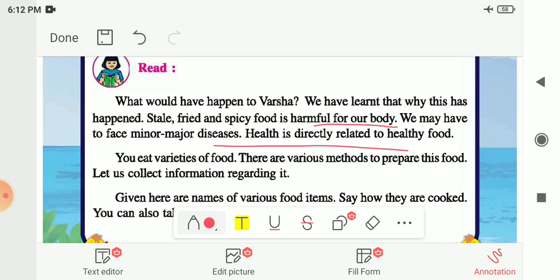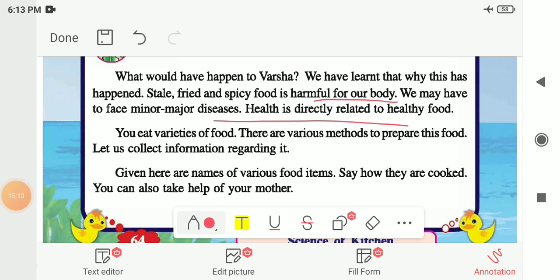This kind of food may cause disease, and we may fall ill if we continuously eat such food, as whatever Varsha and Mahesh are doing. So remember this: we have to eat healthy foods which give us all the nutrition, and it is also necessary for the growth of our body.